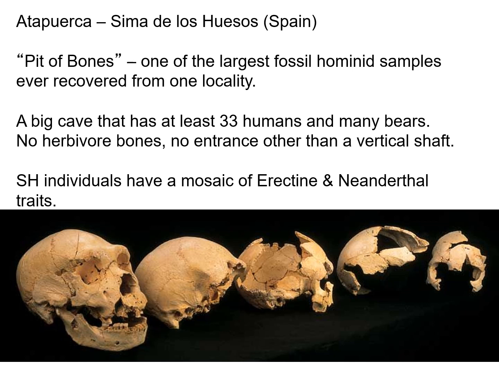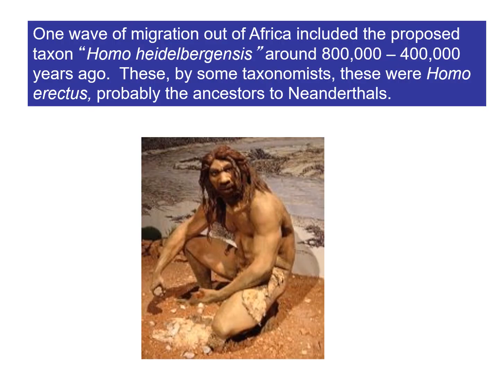And a degree of it is also related to sexual selection, right? Because a lot of these species, Homo erectus, even Homo sapiens, as well as Homo neanderthalensis, were all capable of interbreeding with one another. So one wave of migration out of Africa is that proposed taxon Homo heidelbergensis, but for our purposes, we're going to call them Homo erectus, around 800 to 400,000 years ago. And these, by some taxonomists, are probably the ancestors to what we call our Neanderthals.